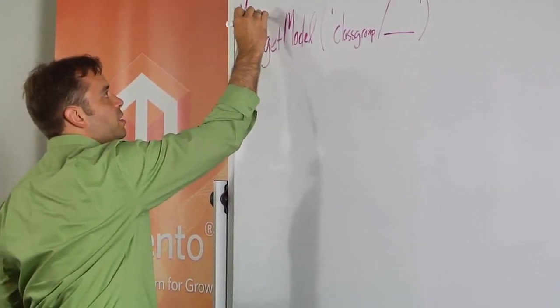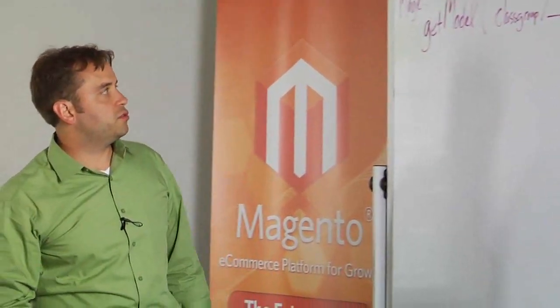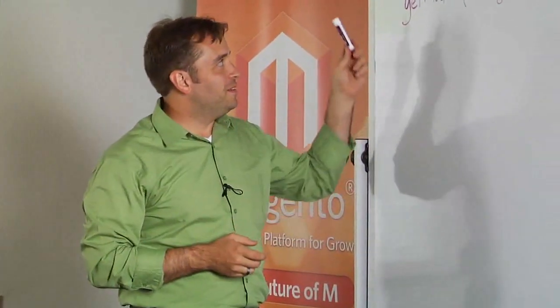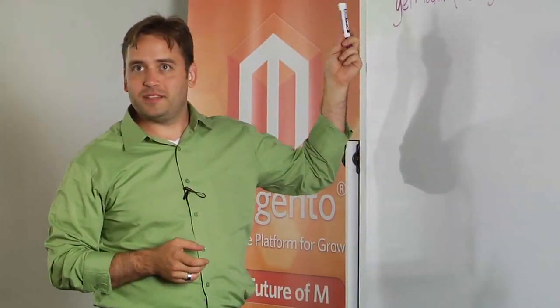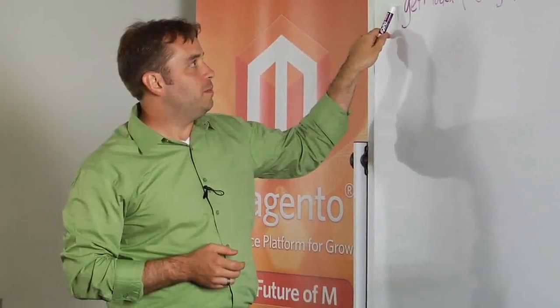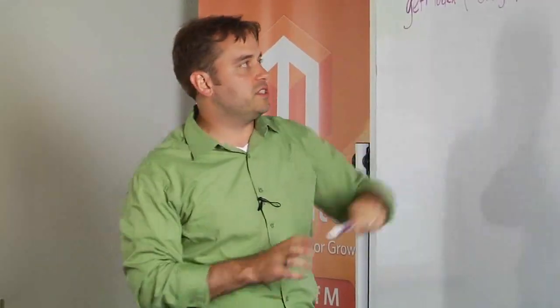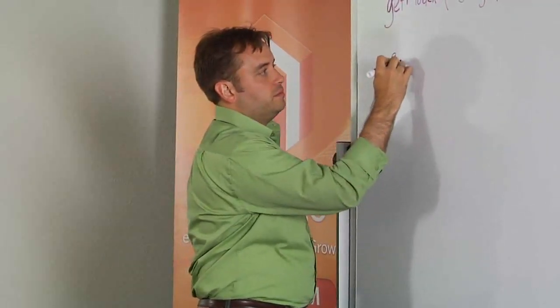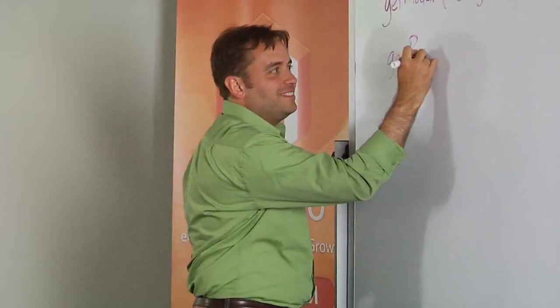So these are all static method calls, which is why we use the double colon. That's real PHP cocktail party stuff. Mage get model, class group. So that's model. Get resource model, same thing, Mage get resource model.